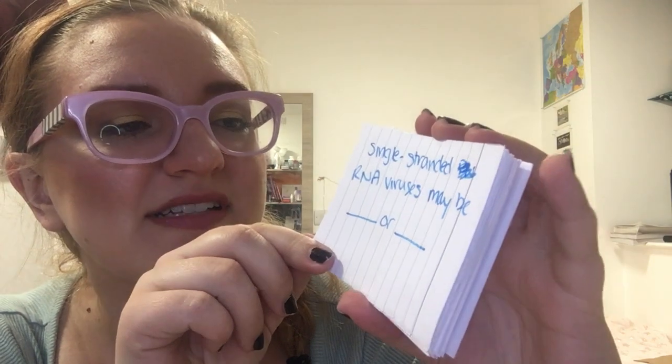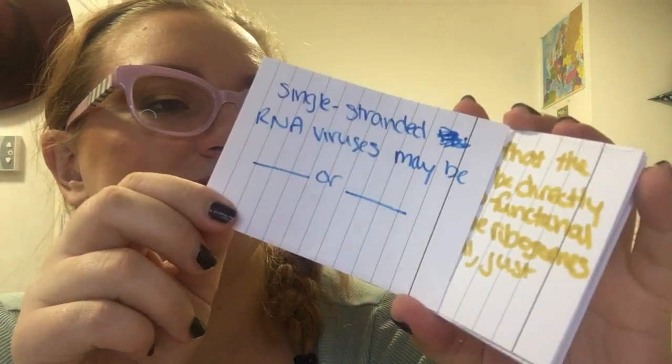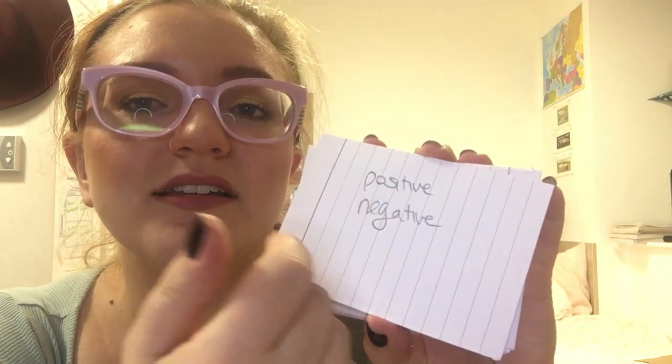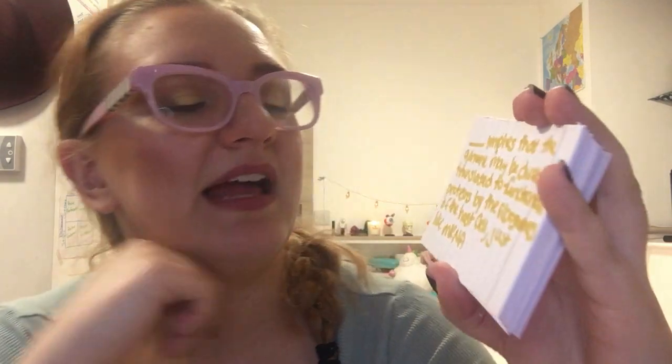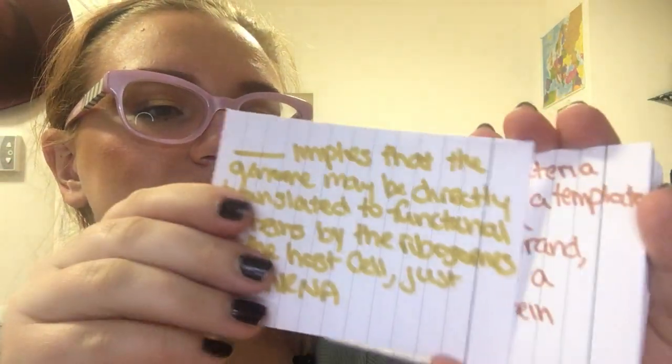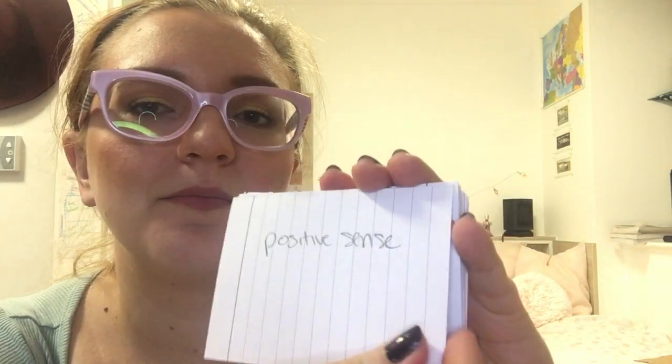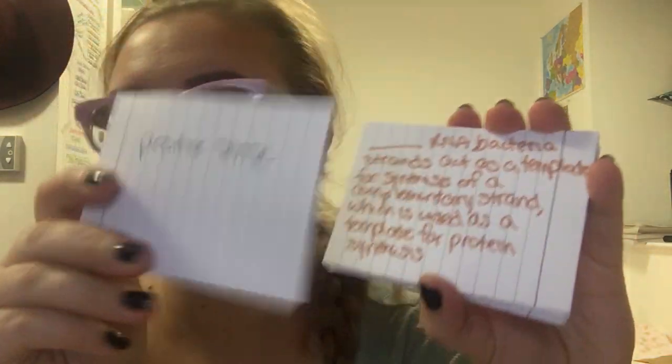Single-stranded RNA viruses may be blank or blank. They call them positive or negative. They fall into those 2 categories when they're single-stranded RNA viruses. Blank implies that the genome may be directly translated to functional proteins by the ribosomes of the host cell, just like mRNA. Those are the positive sense viruses.